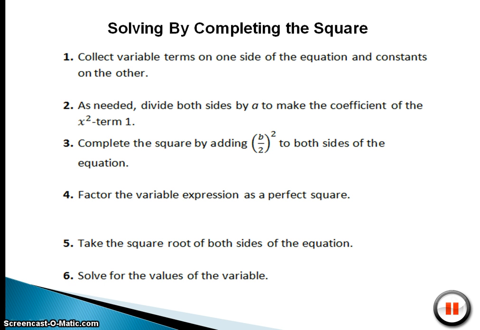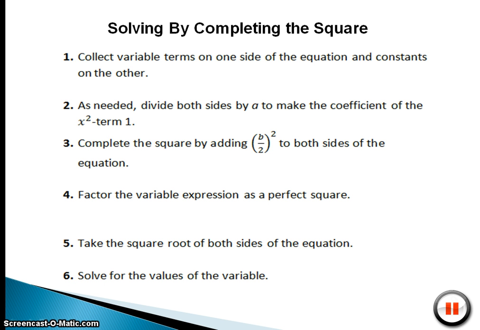Now here are the steps. I've summarized the steps for solving a quadratic by completing the square. What we've done so far is just practice the process, but you can actually use completing the square to solve for x in quadratic equations. The steps are to collect the variable terms on one side of the equation and the constants on the other. Number 2, we're going to divide both sides by whatever the a value is, because we need a to be 1. We're going to then complete the square.